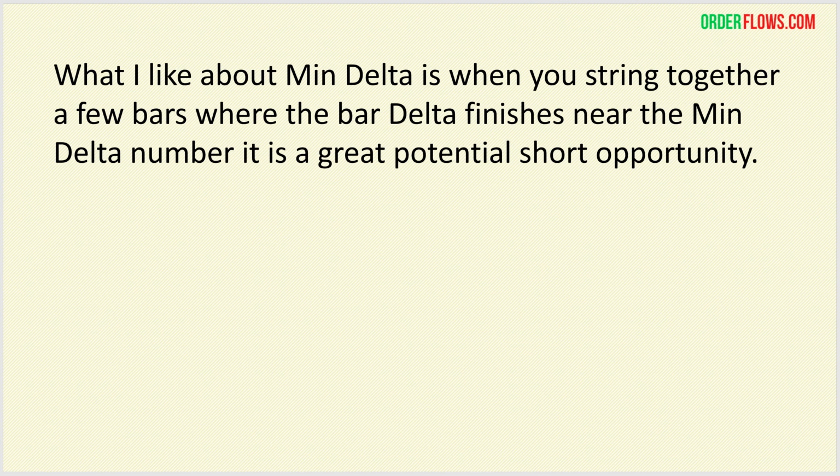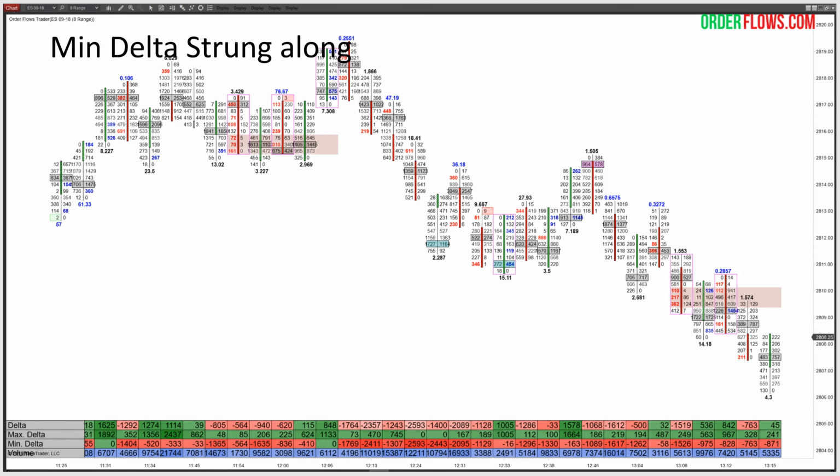Now again, what I like about min delta is the same thing that I like about max delta: when you start stringing bars together where the delta finishes near the min delta, I think it's a great short opportunity. That's what I call stringing them along, with the zeros, like here.